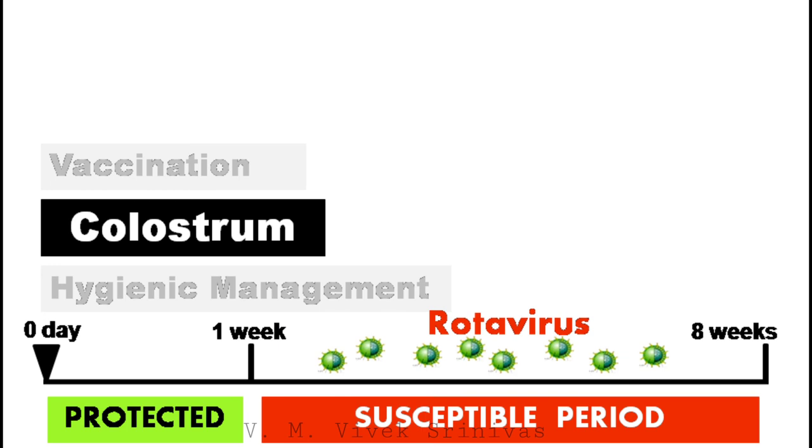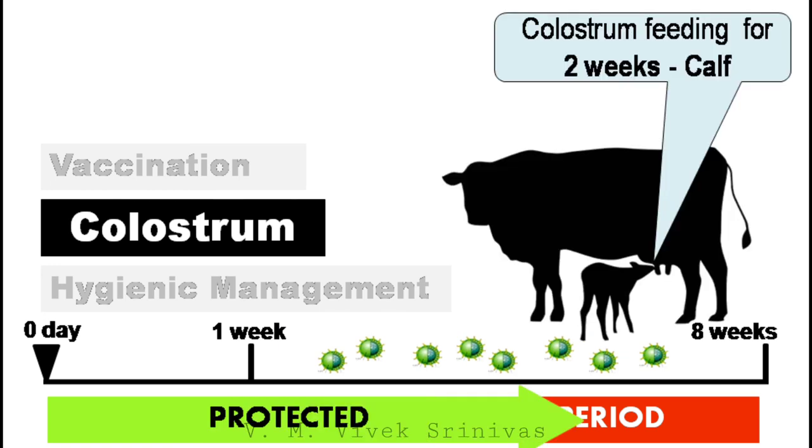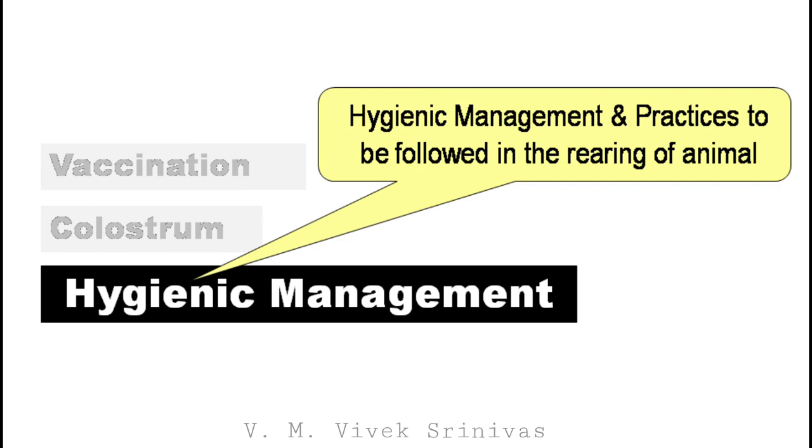This virus susceptible window period can be shortened by extending the colostrum suckling period of the calf for 2 weeks. Last, hygienic management and practices are to be followed in the rearing of animals. With this, we are coming to the end of rotaviral enteritis.